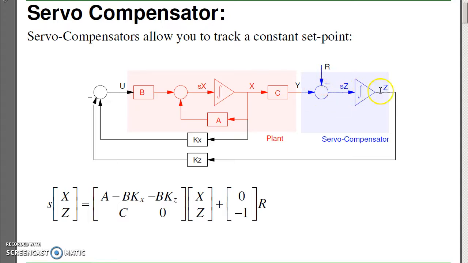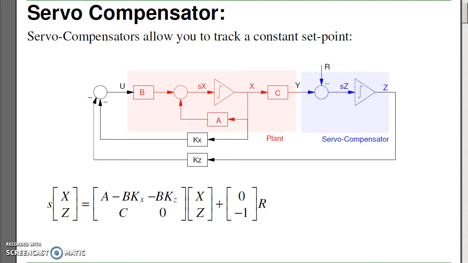The servo finds out what constant I need to bias the input to force y to track r. I can also design servo compensators to track sine waves by having poles, dynamics in the servo compensator. Right now we'll just look at the case where I want to track a constant set point, since that's most common.